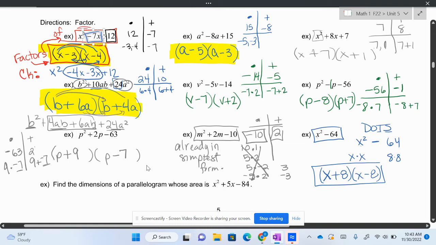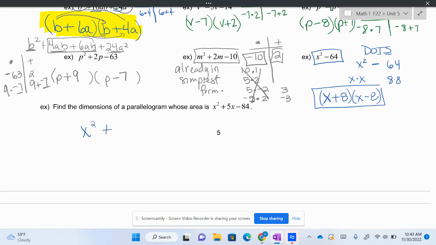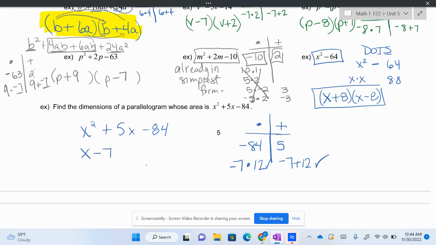Okay, what about the dimensions of a parallelogram whose area is x squared plus 5x minus 84? That means I'm looking for two numbers that multiply together to give me negative 84, but when I add them, I get 5. Let's see, 84 is the same thing as 7 times 12. If I make the 7 negative, negative 7 plus 12 gives me the positive 5 that I'm looking for, and negative 7 times 12 gives me the negative 84. So again, I have x minus 7 times the quantity x plus 12.